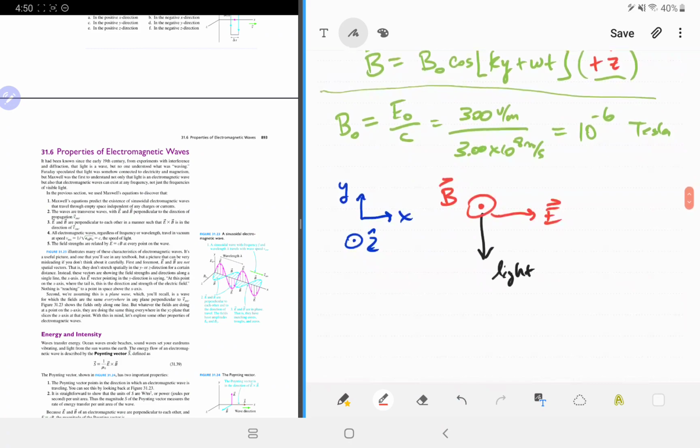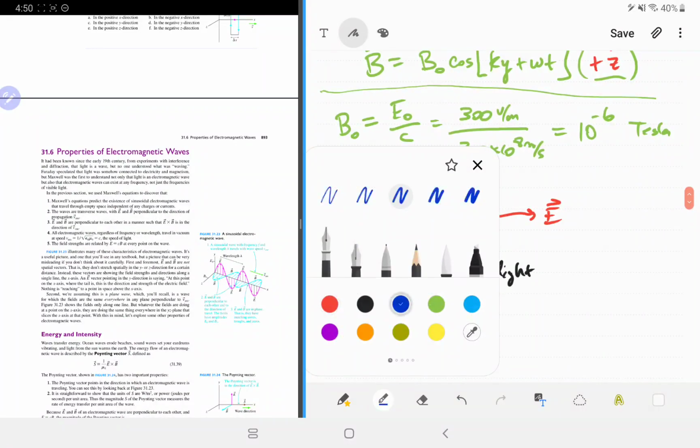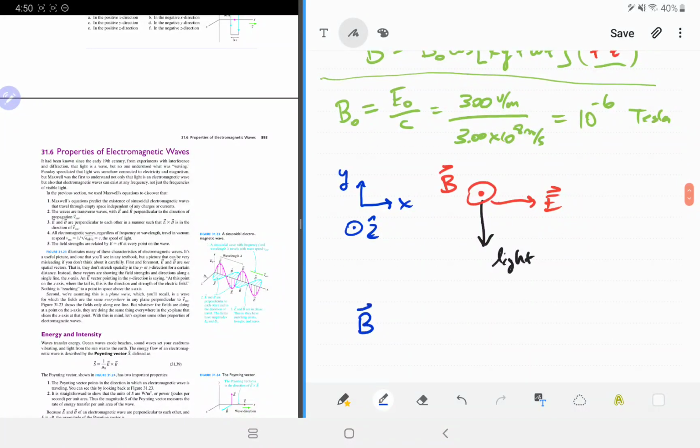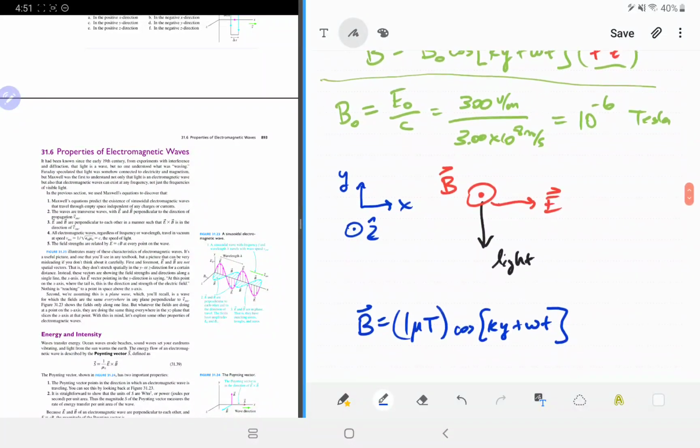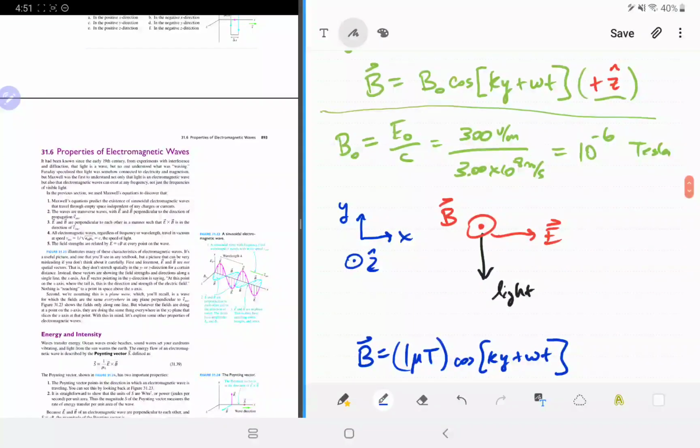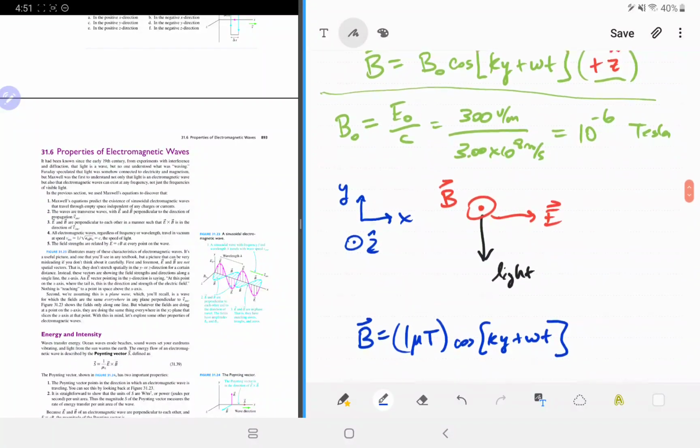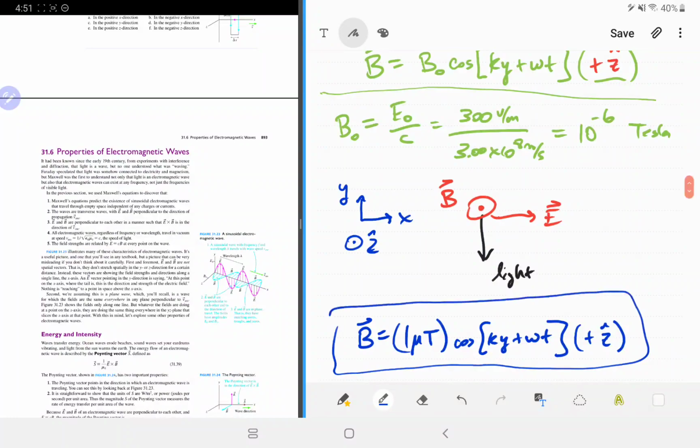So our overall answer then is B is equal to 1 microtesla. That's the amplitude. We're in phase with the electric field, so this part is exactly the same, ky plus omega t. So it's going to have the same wave number and same frequency as the electric field, right? Because they're describing the same wave, the same light. And then the direction here is going to be plus z. Okay, so this will be our answer right here.